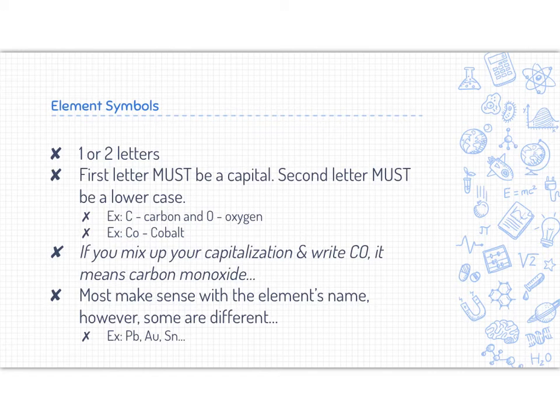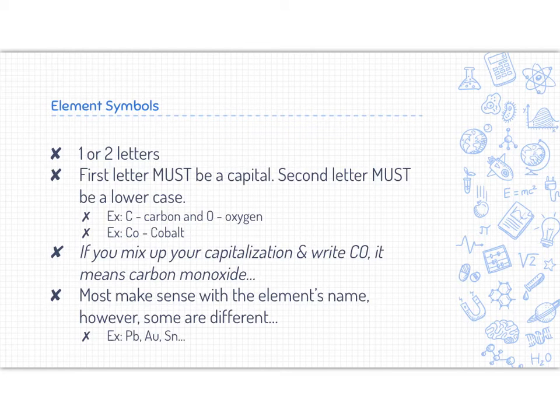The first thing that they did was they made standard symbols for every element. Every symbol is either 1 or 2 letters. The first letter must be a capital. The second letter must be lowercase. So for instance, we have carbon and oxygen. Carbon being just a capital C, oxygen being just a capital O.